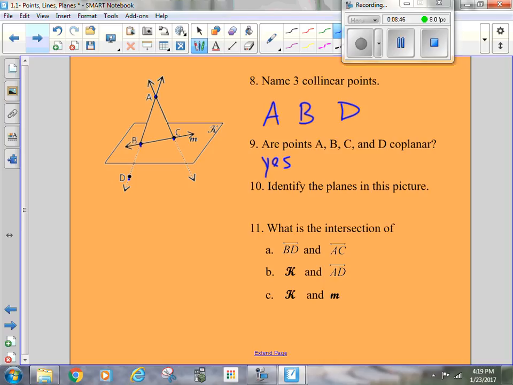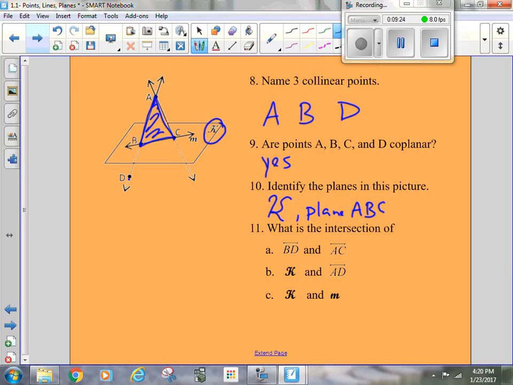And then I want you guys to identify the planes in this picture. So one way to label them is the script, uppercase script letter. So we have plane K, but then we also have plane A, B, C going here. You can see this is kind of sticking up from plane K, so it's sitting on top of it. Sometimes these figures are a little tricky to see, so try and do your best.